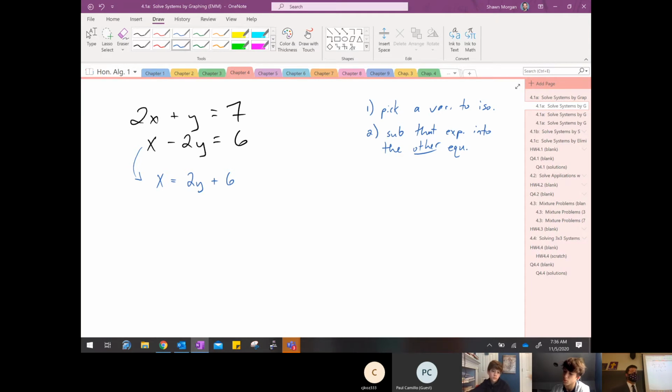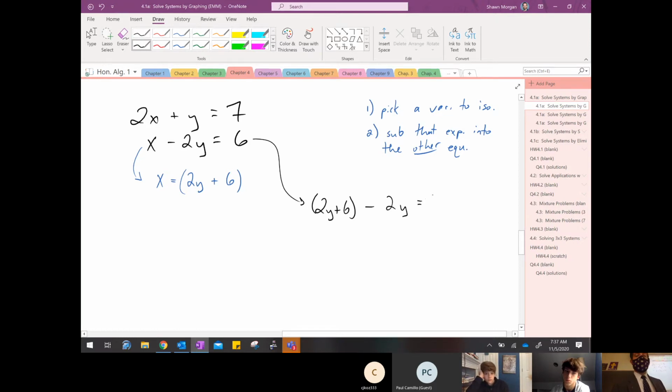Okay, because watch what happens if I try plugging this expression back into the equation from which it came. If I took this second equation, x minus 2y equals 6, and instead of x, I wrote 2y plus 6 in place of x, what am I going to get right here? I got 2y plus 6 minus 2y equals 6.